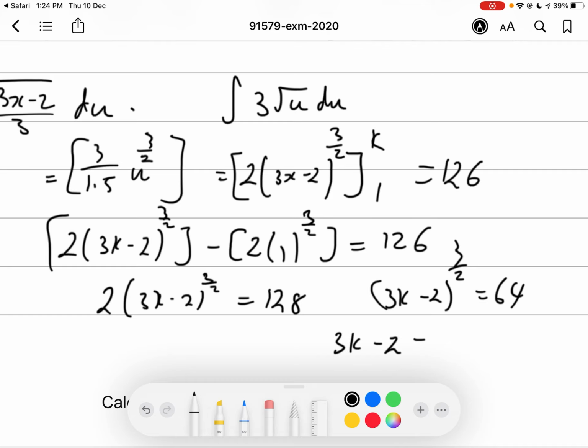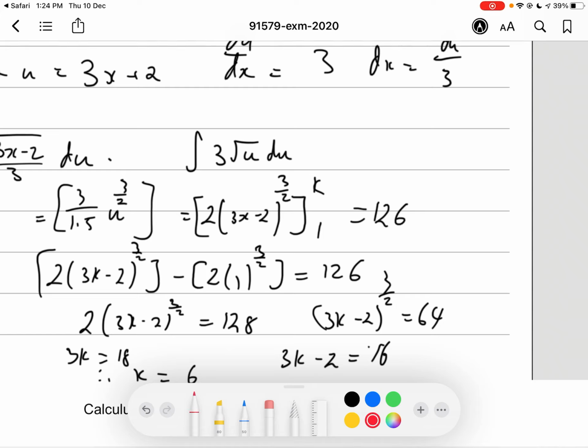Alright, so we should get 3k minus 2 equals 16, my bad, 16. And therefore 3k equals 18, and therefore k equals 6. And that's our final answer for this question. This should be a merit level question. To get an achieved, if you can find the correct integration, that's an achieved. So achieved would be up to this step there.